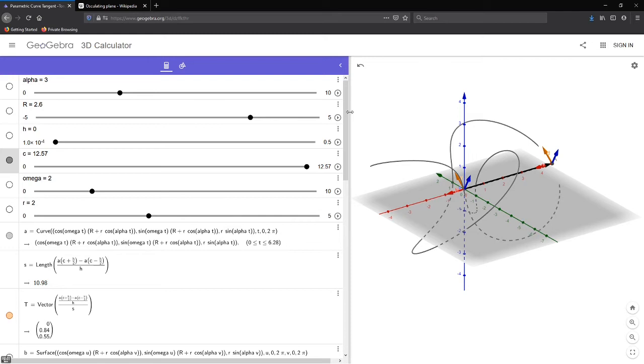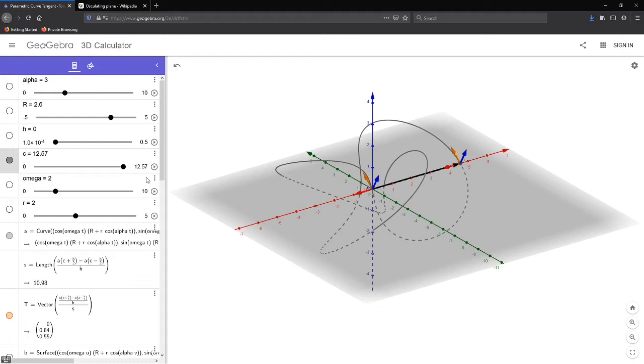This curve has a number of different sliders to it that each correspond to one of the parameters in the curve. But as you can see, we'll play this animation. As you move along this curve right here, you end up getting that the tangent vector, the normal vector, and the binormal vector all behave exactly as we predicted they would based on the last lecture.